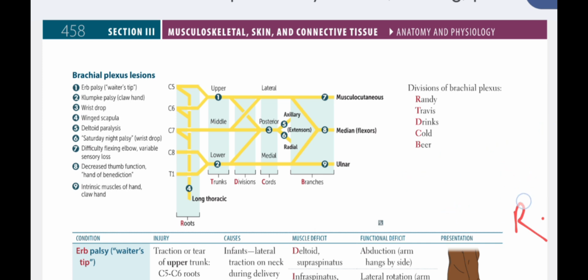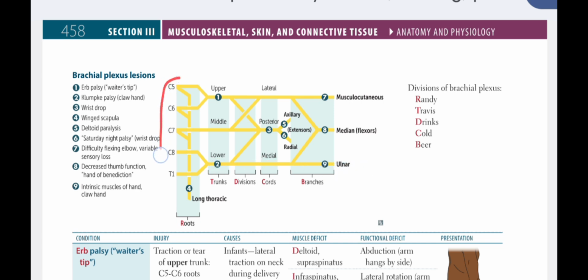Then we have the last cord, that is the lower trunk. The lower trunk continues as it is before giving out a final branch, that is the ulnar nerve. So this is how we get the branches of the brachial plexus.